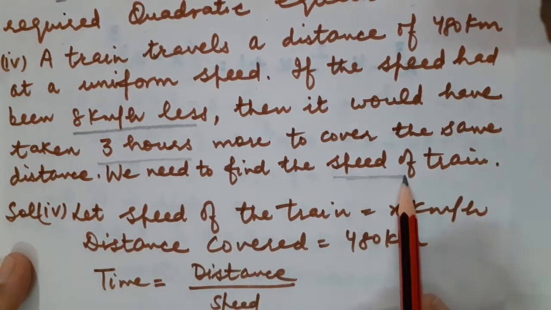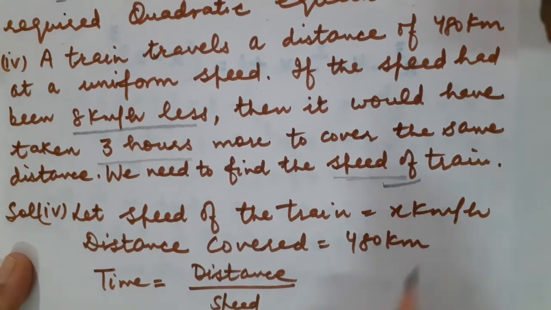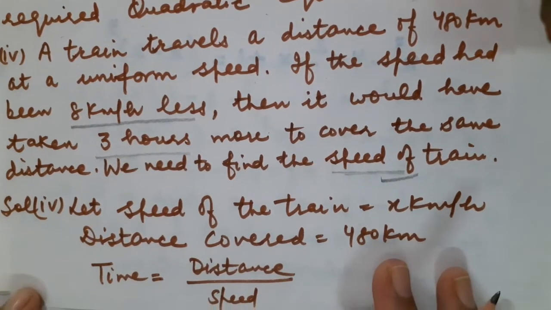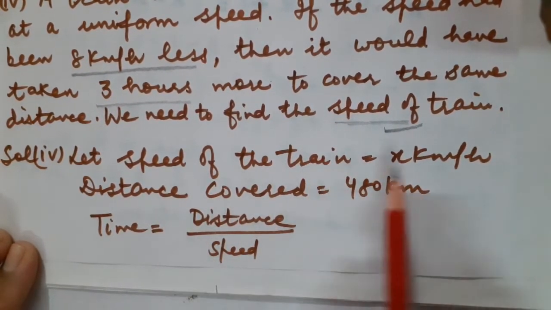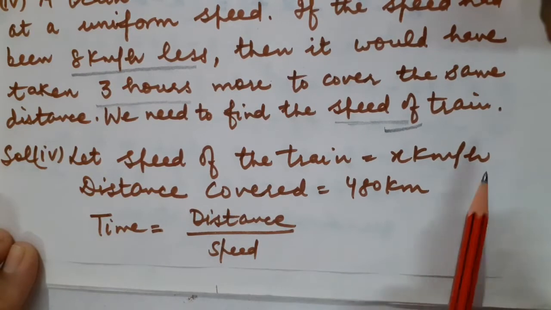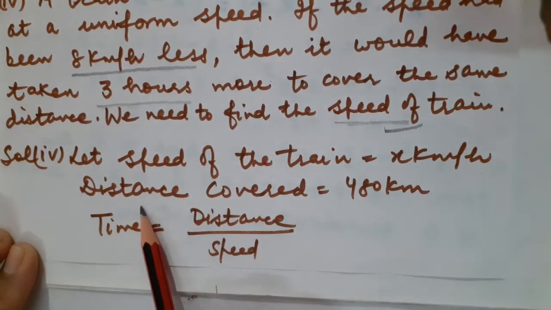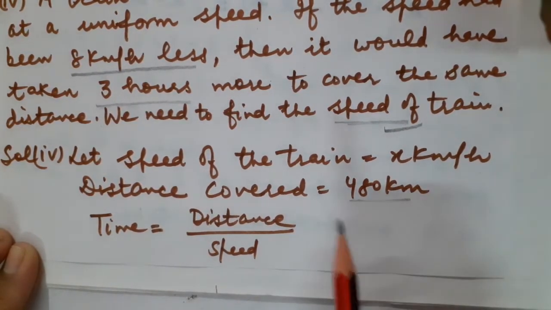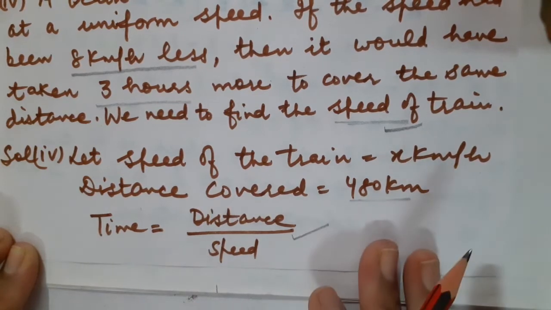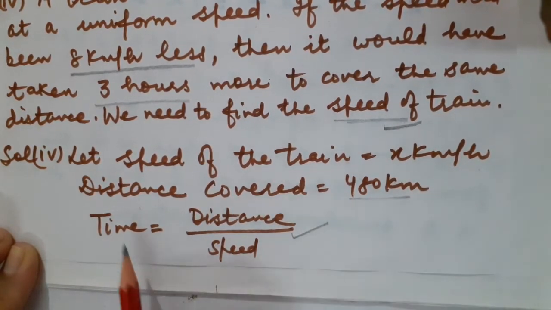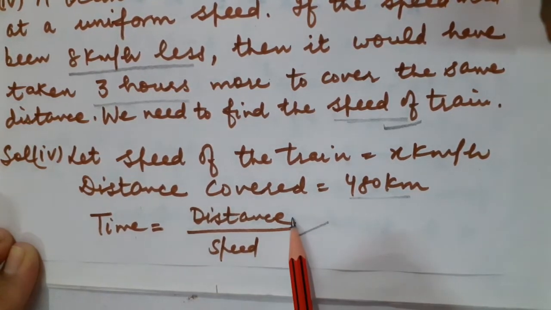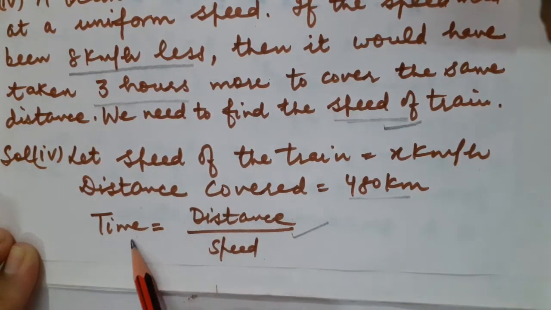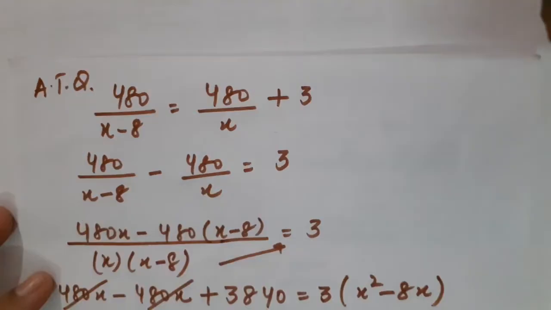Now we have to consider what? The speed of the train, that we need to find out basically. So how to start this question? Let the speed of the train be x km per hour. How much distance is covered by the train? That is 480 km. Children, you know very well how to solve such kind of questions. I made you understand earlier also. I am just going to apply the formula of time, because I know distance, I know speed. So time is equal to distance upon speed.